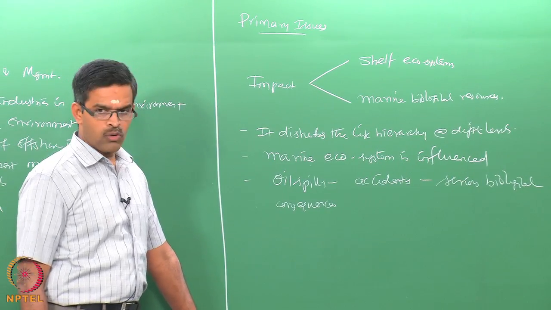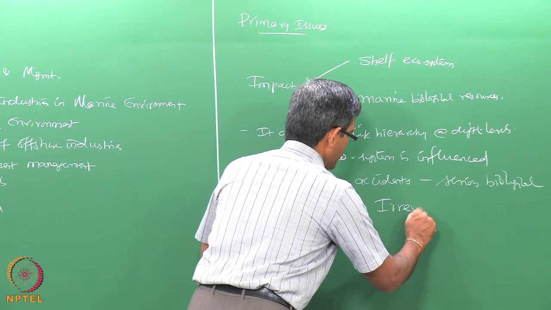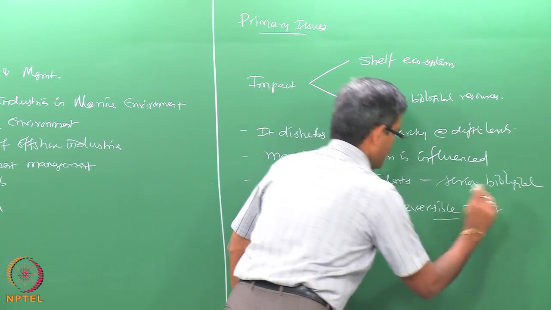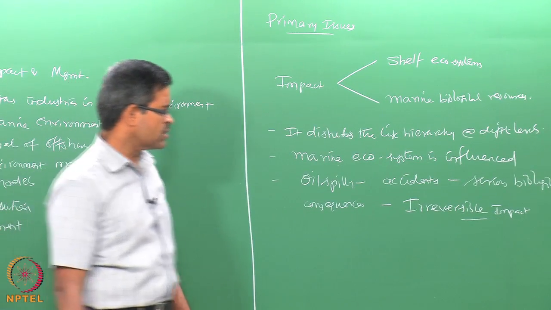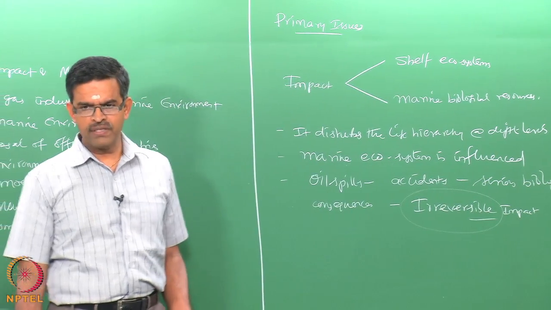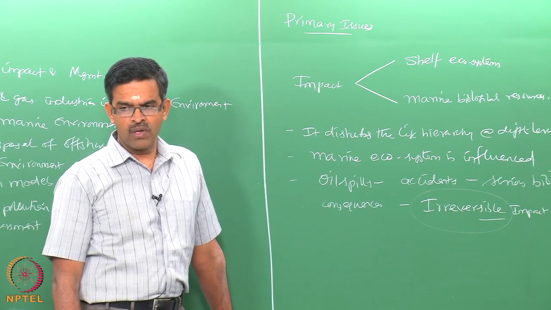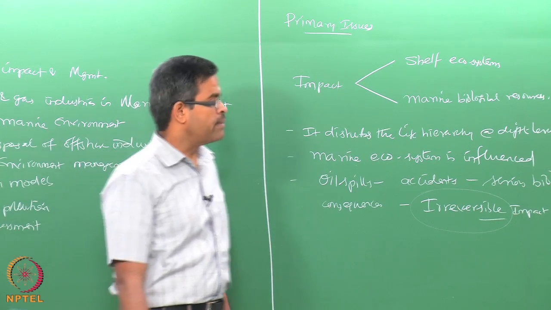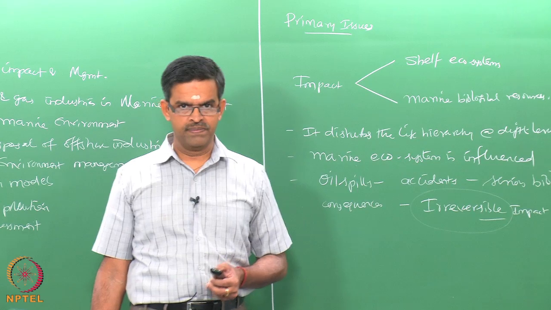And the most important issue related to this is they cause what is called irreversible impact. I mean, they cannot be corrected, that is very, very important. They cause irreversible effects on the ecosystem, which are very serious issues. So, that is one of the most primary concerns when we talk about environmental issues or factors influencing environmental management, which exclusively arise from oil and gas industries.